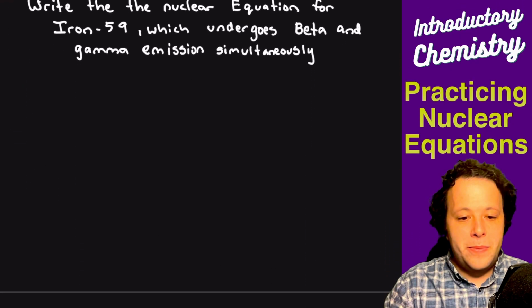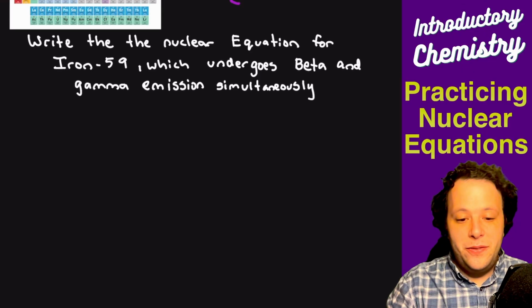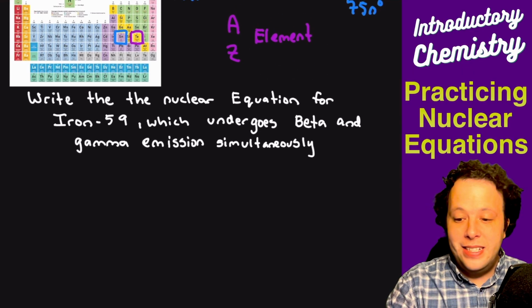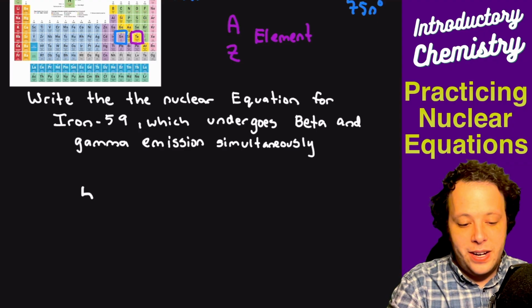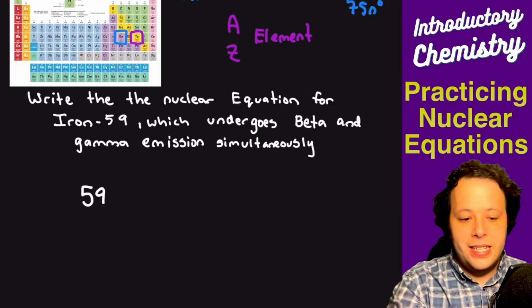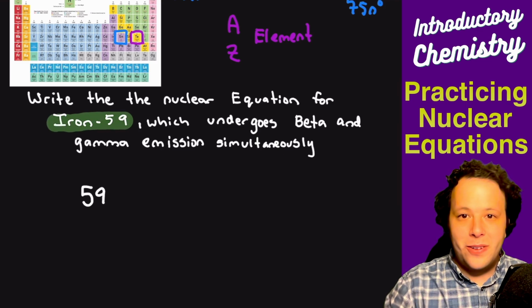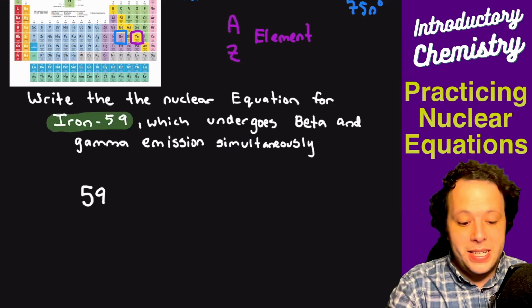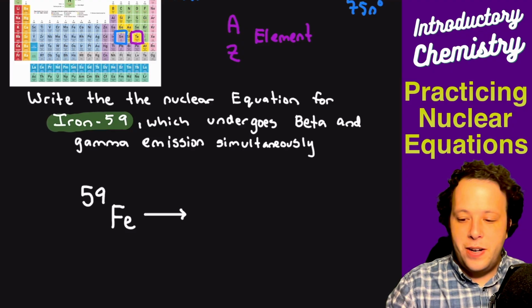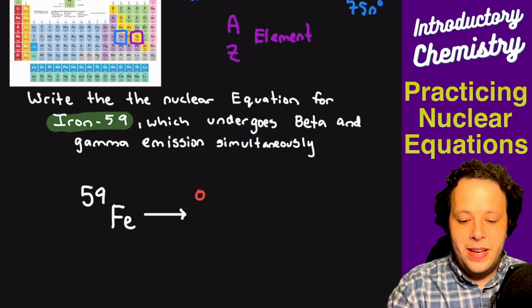Our next problem is: write the nuclear equation for iron 59, which undergoes beta and gamma emission simultaneously. Being that we have iron 59, written that way, what that's telling us is the mass of iron. It's not referring to the number, it is the atomic mass of this radioisotope. So we're going to write iron 59. And it's telling us that we're doing 2 different emission processes at the same time. We have a beta emission, so that's 0, -1. And then we also have gamma emission.